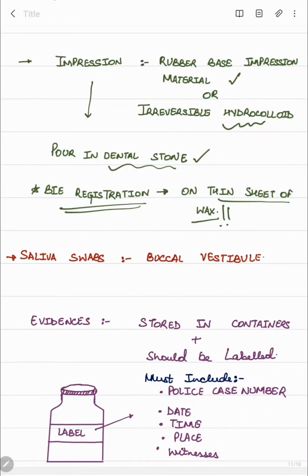Saliva samples should also be taken from the suspect in order to compare them with the saliva samples taken from the victim, right? So saliva swabs from the buccal vestibules are taken, right? Now the evidence which is collected from the suspect should be stored in containers, and these containers should be well labeled. These labels must include police name, case number, date, time, place, witnesses, etc.